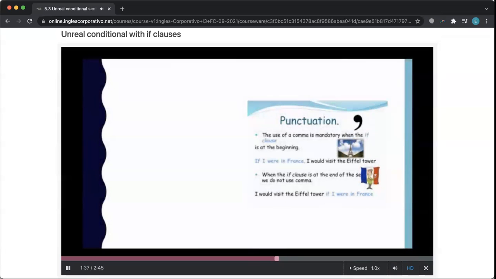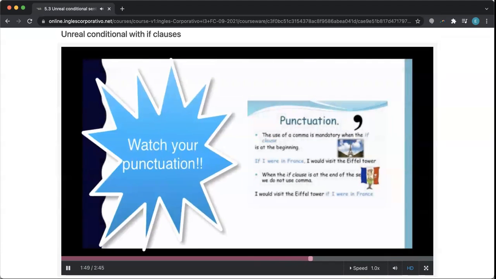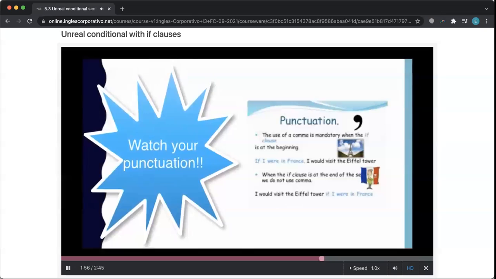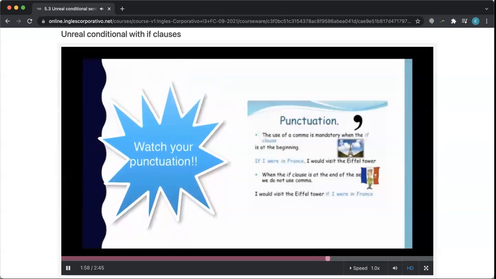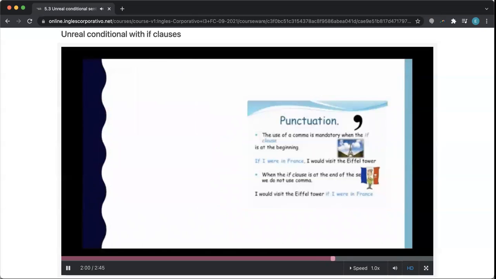We want you to pay attention to the following. Clauses may change position. The if clause may be first or vice versa, but you need to watch your punctuation. The use of a comma is mandatory when the if clause is at the beginning. Read the following example and notice the use of a comma. But when the if clause is at the end of the sentence, we do not use a comma.